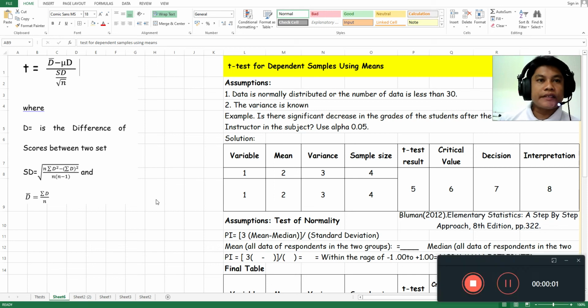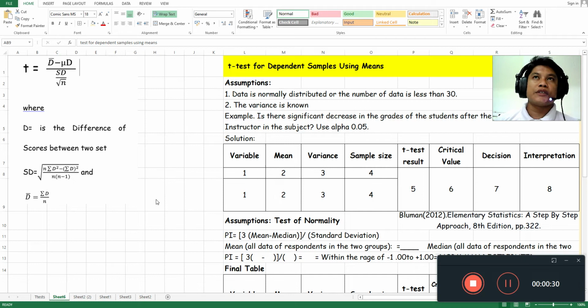This time we are going to discuss also on how to compute the t-test using the dependent samples using means. This is another statistical test under parametric test. If we want to know whether there is a change of the data set from the previous group to another group, we call this dependent samples because it assumes that the data was taken from the same respondents, but the data was taken at different times.